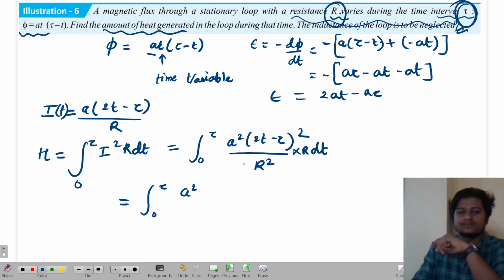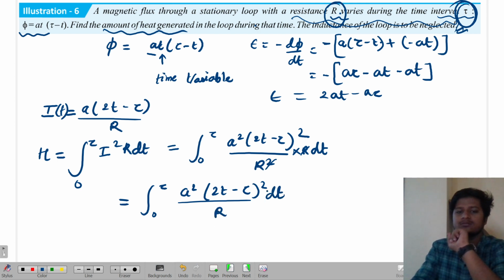A square. Now, can you solve this question or not? Have you solved this kind of questions? This kind of integrals. What are you going to do? Can you solve it directly? There is nothing like substitution in these kinds of questions. You can solve it directly. Think.